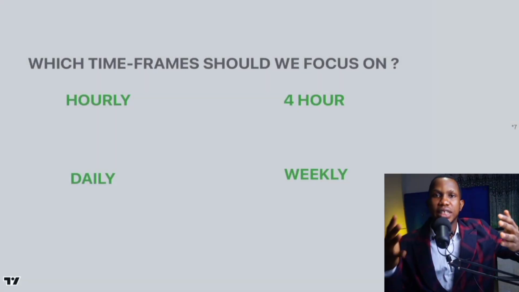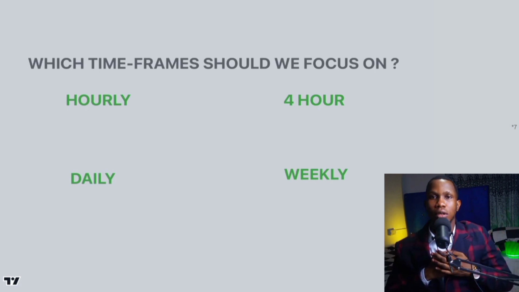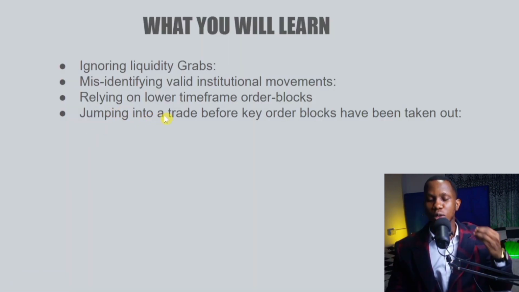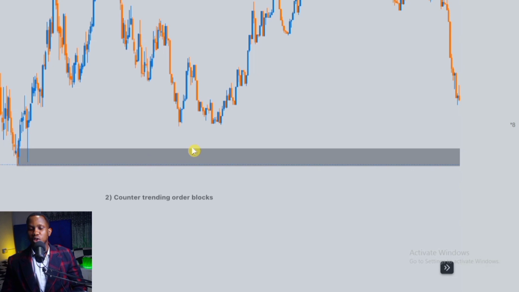When it comes to mistakes traders make with order blocks, what most people don't talk about is jumping into a trade before key order blocks have been taken out. This is a counter trending order block, which is having a buy order block in a downtrend. True power in trading is knowing when to swim against the trend and when not to. But there's a way you actually do that.